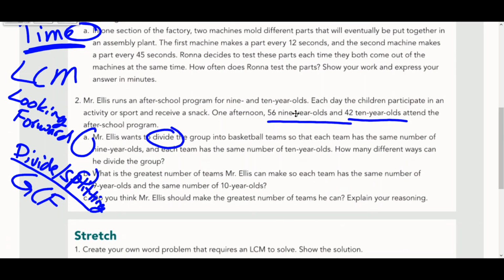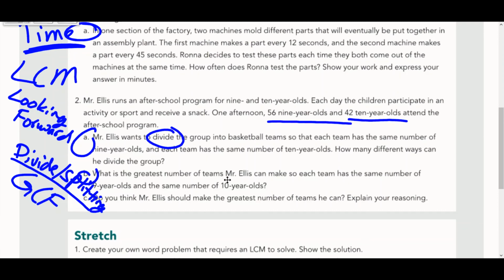And then this next one, as you probably would guess, is a GCF problem. But why? Well, this is a key word right here. He's dividing these kids into groups. Anytime we're dividing or splitting, it's probably GCF. So what you're going to need to do, well, it says, what's the greatest? Oh, sorry. I got off. So how many different ways can he divide his groups? Okay, so you're going to have to look through and figure out the different possibilities.